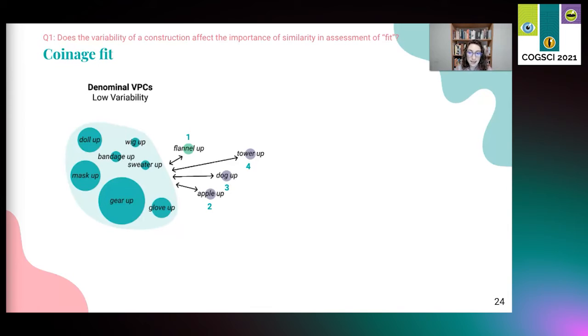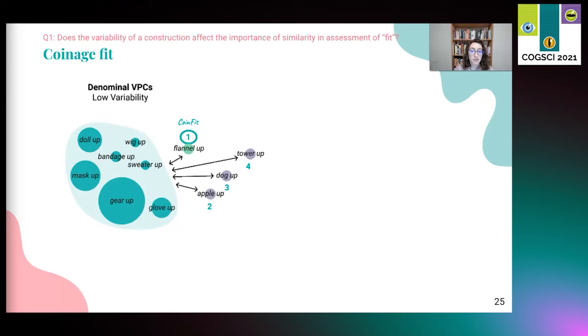And we compare how likely true coinages are, like flannel up in this example, to the likelihood of a set of unattested examples, like tower up, dog up, and apple up here, which are essentially a collection of random nouns from our corpus. And we compare them by creating a ranking of attested and unattested examples and looking at where the attested coinages fall in this list.